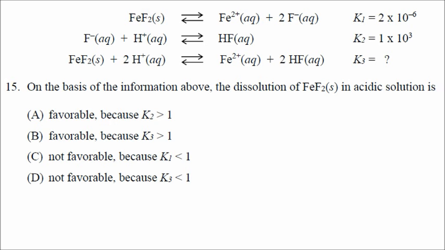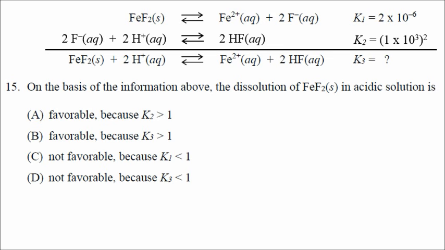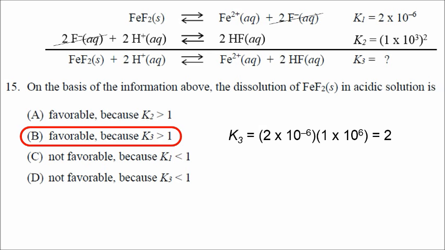How can we add the first two equations together to get us the third equation? We're going to need to take that second equation and multiply it by 2. That's going to cause the value of K to be squared, so raised to the second power. And when you add equations together, you multiply the K values, so we'll have a product that gives us 2 for our answer. And since that is greater than 1, the reaction should be favorable. So K3 is greater than 1 because we're multiplying 2 times 10 to the negative 6 times 1 times 10 to the third squared.